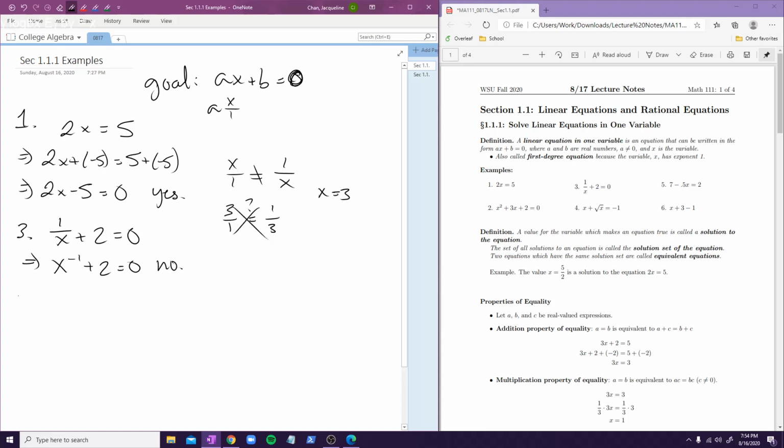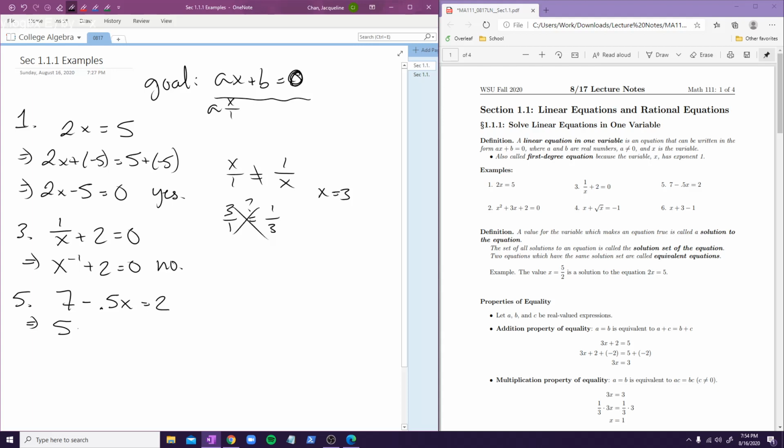And lastly, for just these examples, I have 7 minus 0.5x is equal to 2. Our goal, remember, is ax plus b is equal to 0. So in order for my right-hand side to be 0, I'm going to add negative 2 to both sides, or we can subtract 2 from both sides.